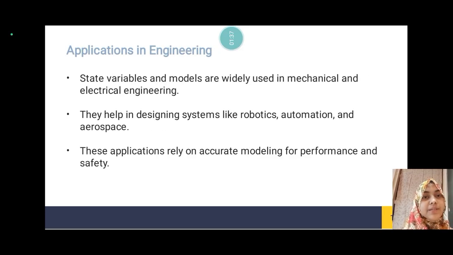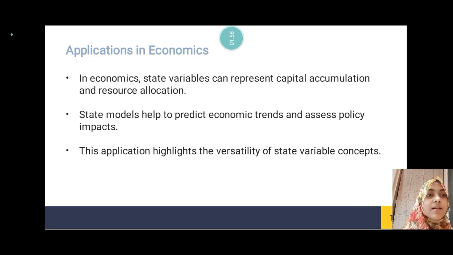Applications in engineering. State variables and models are widely used in mechanical and electrical engineering. They help in designing systems like robotics, automation, and aerospace. These applications rely on accurate modeling for performance and safety.